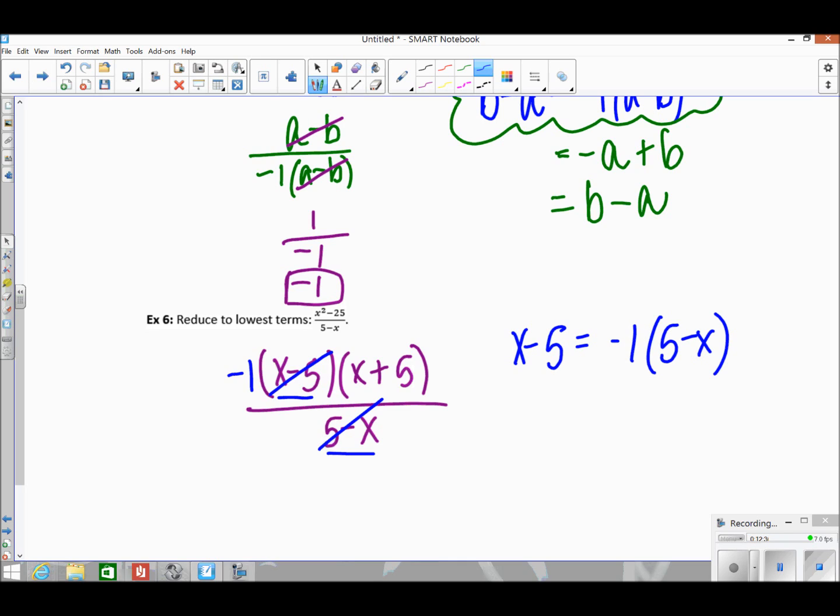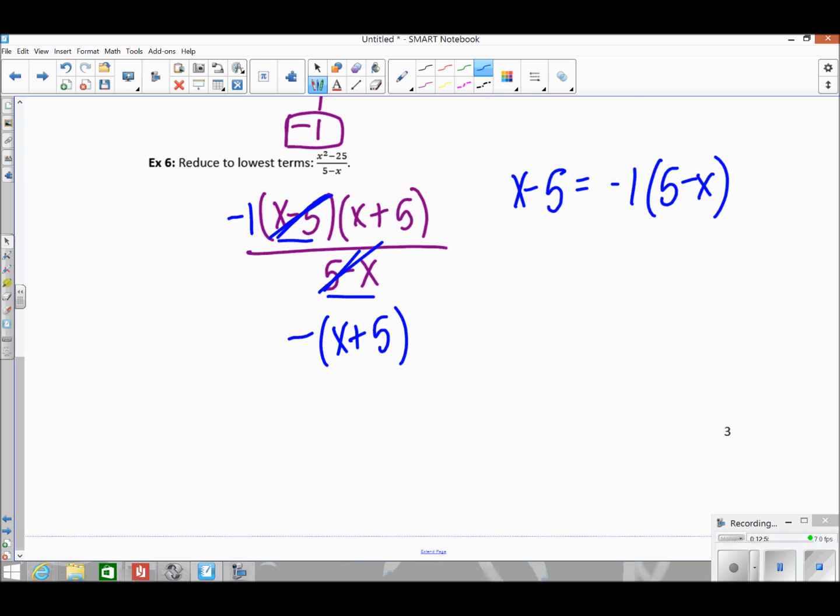So I just replaced, so really what I did was I took this and I replaced it with 5 minus x times -1, and then I canceled the 5 minus x's. You just don't have to show it. You can just basically cancel it and put a -1. It doesn't matter where the -1 goes, on top or on bottom, it'll always work. So your final answer will just be negative times x plus 5, which if you distribute it, you'd get -x minus 5. So either one of those is acceptable.